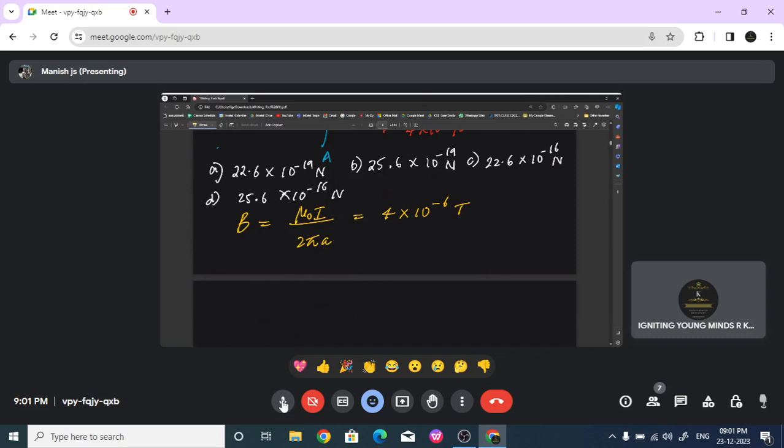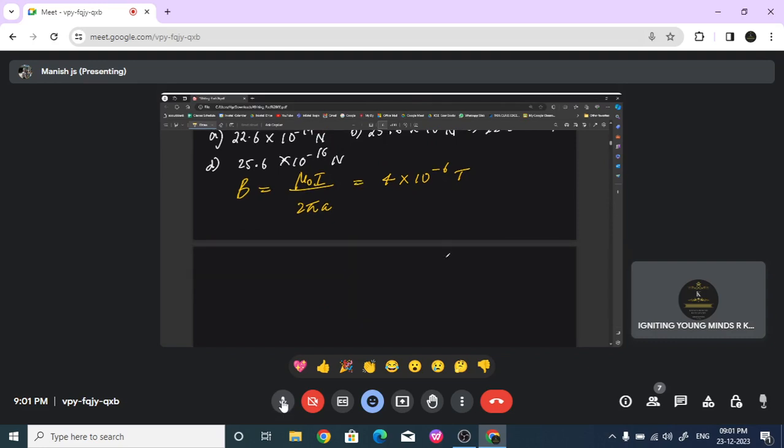Because I told you mu naught, you can directly put 4 pi into 10 power minus 7. I hope you guys remember, right? So you substitute that and you simplify. You will get 4 into 10 power minus 6 Tesla, or 4 micro Tesla. And this is inside the plane of paper.